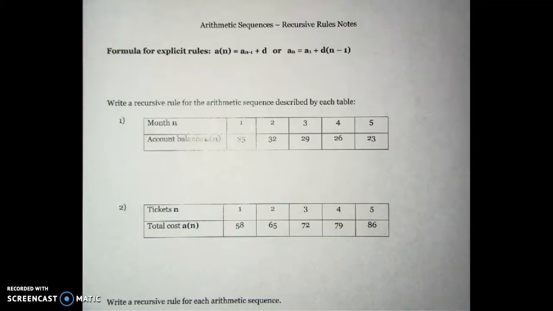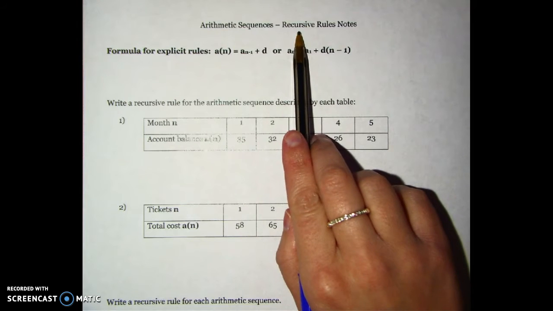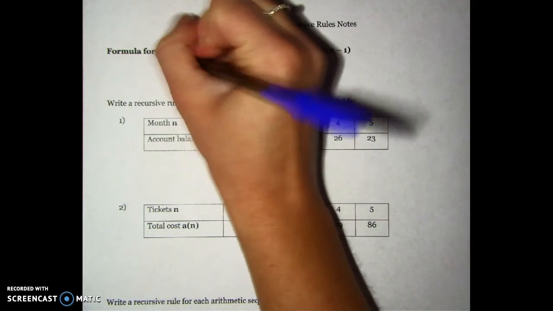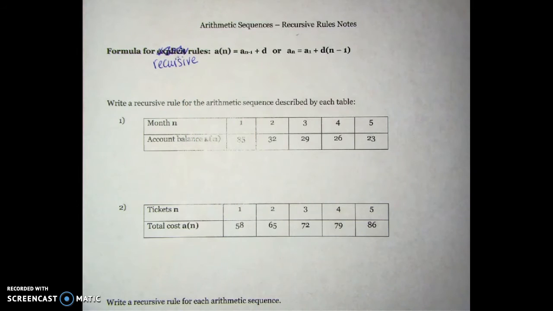Okay, so today's notes are still on arithmetic sequences, but now instead of explicit rules, we're going to recursive. And that being said, I need you to scribble out explicit right here and write recursive. And you are given two different formulas.